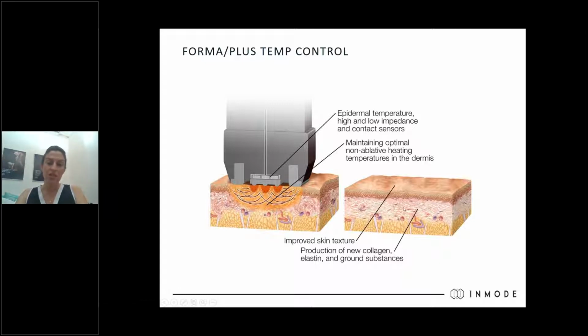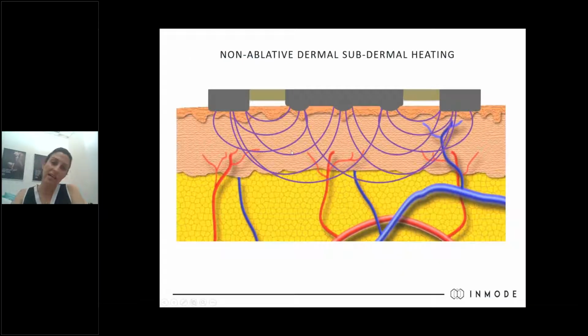The result eventually is improved skin texture, production of new collagen fibers, new elastin fibers and new ground substance for the extracellular matrix that eventually results in a thicker dermal layer. And again, another demonstration on how the current flows. So if we're talking about non-ablative subdermal heating, we see the current flows back, and as we said, it's an alternating current, so it goes back and forth.